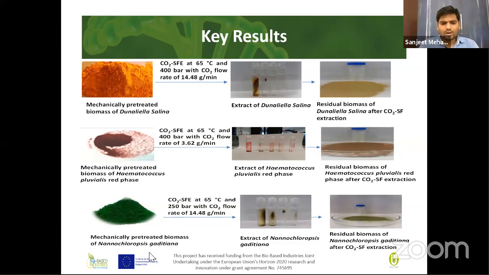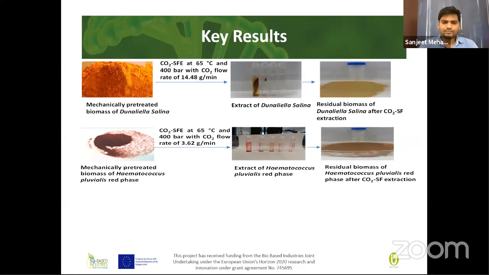For Nannochloropsis, we found that the temperature was 65 degrees, the pressure was 250 bar, and the CO2 flow rate was 14.48 grams per minute. Here also we found that most of the compounds were extracted, and this is the extracted biomass. These results give us the indication that for each microalga, different conditions need to be optimized. And we validated these bench scale results at pilot scale.